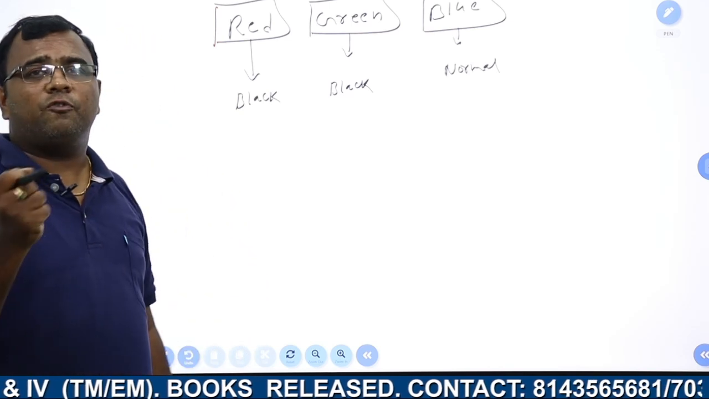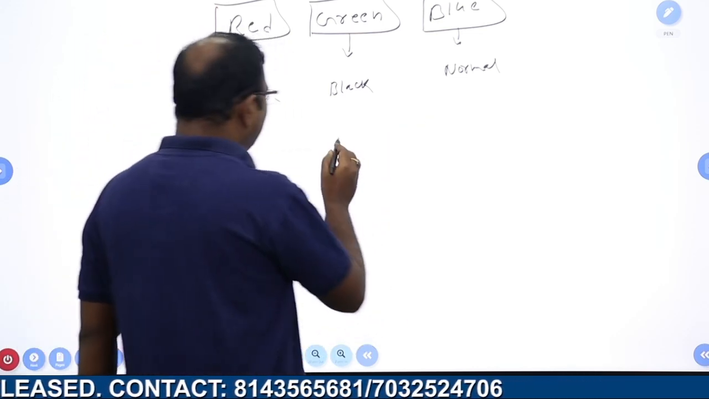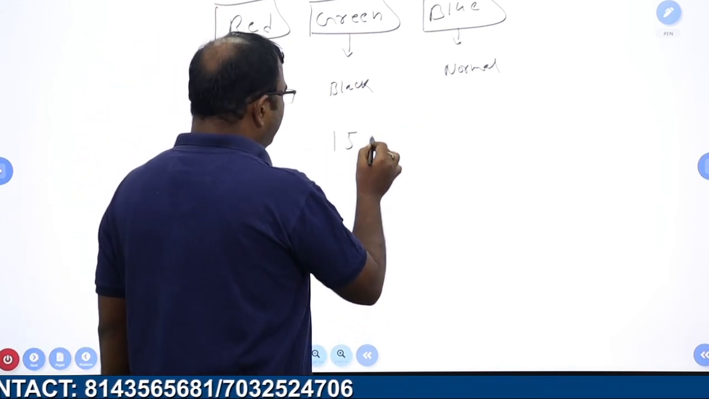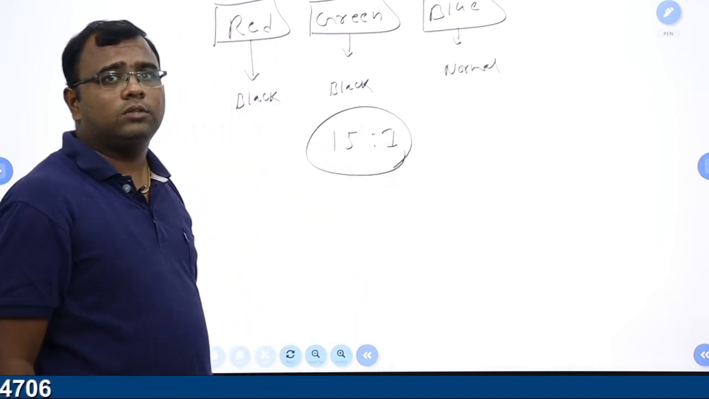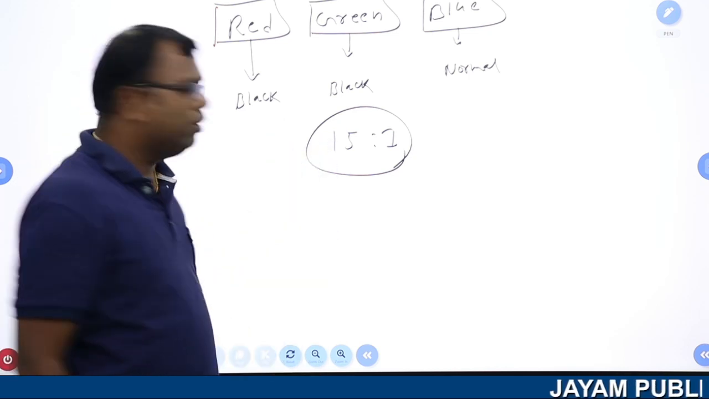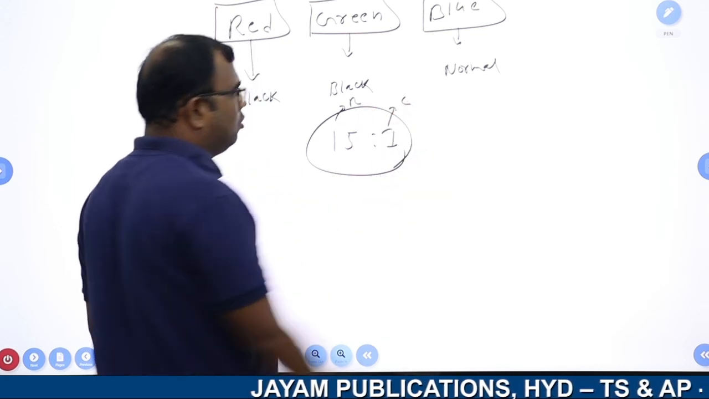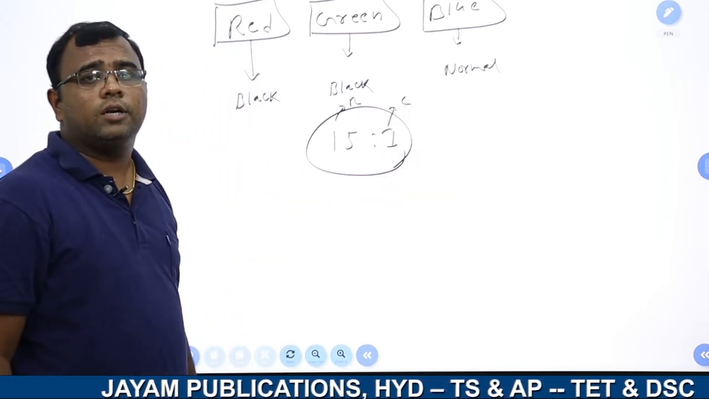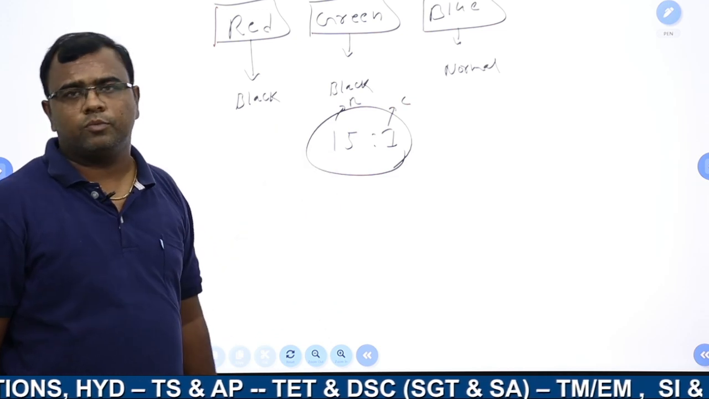The ratio of rods and cone cells is 15:1. The ratio of rod cells and cone cells is 15:1. 15 goes to rod cells and 1 goes to cone cells. This is the ratio between the rods and cones, 15:1.